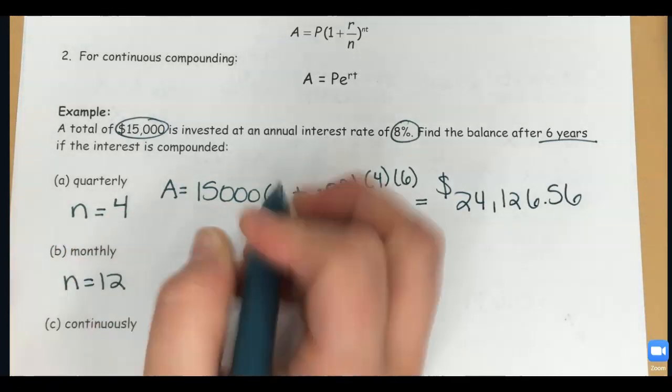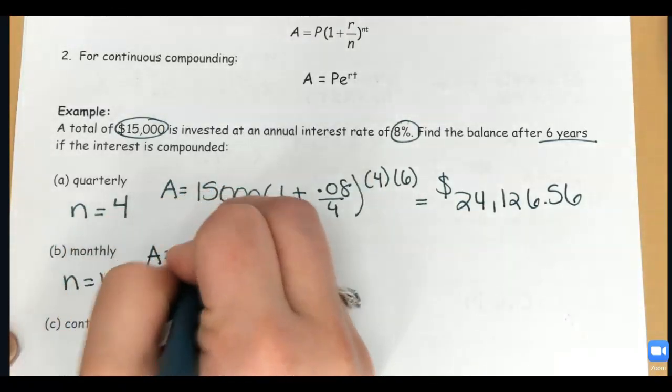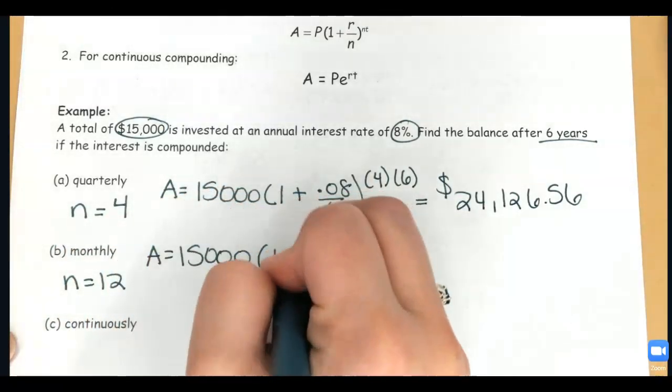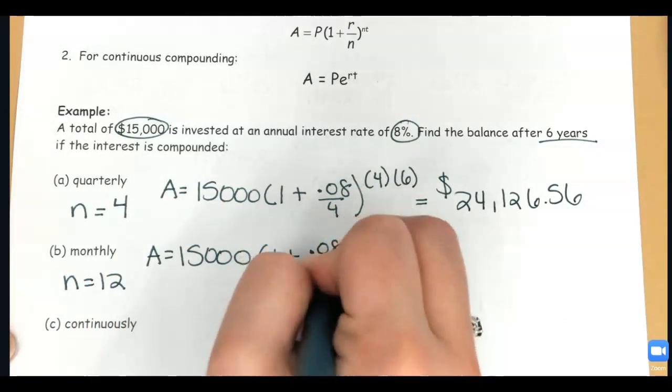Then say I compound monthly instead. That is 12 times a year. So I'm using the same formula, but instead of n being 4, n is going to be 12.